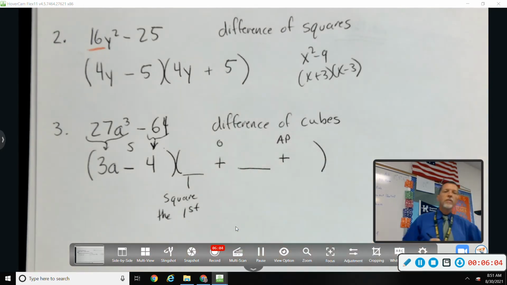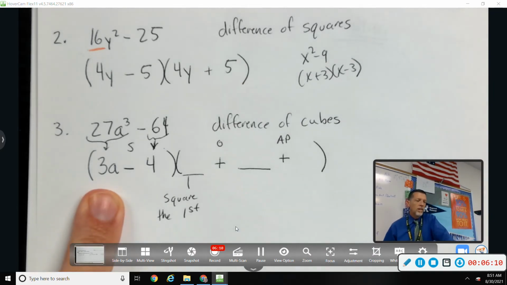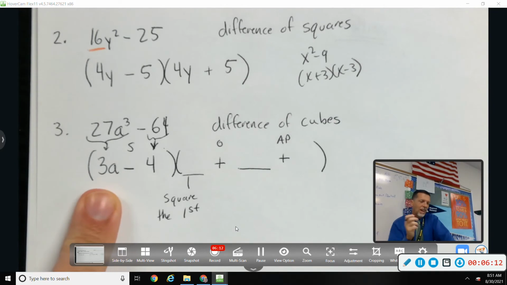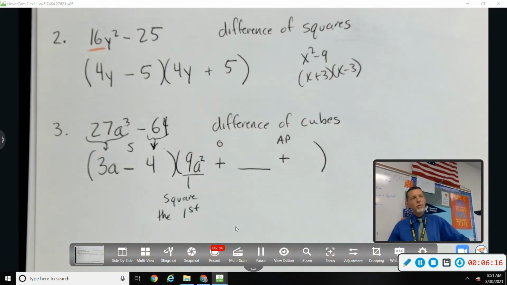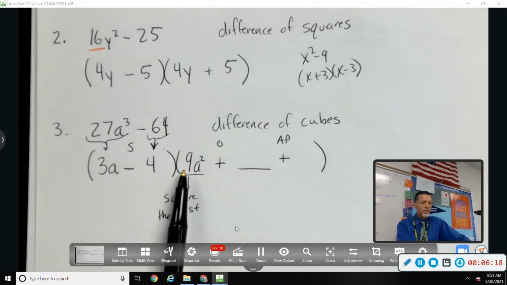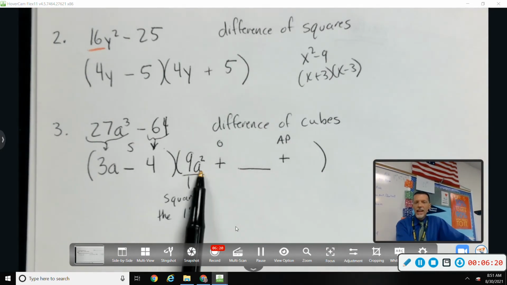We'll square the first to go in that first blank. 9a squared. You have to square all of 3a, so 9a squared. And yes, the error will be people will square one of them but not the other one. So I'll see 3a squared there and I'll see 9a there. You got to square all of it.